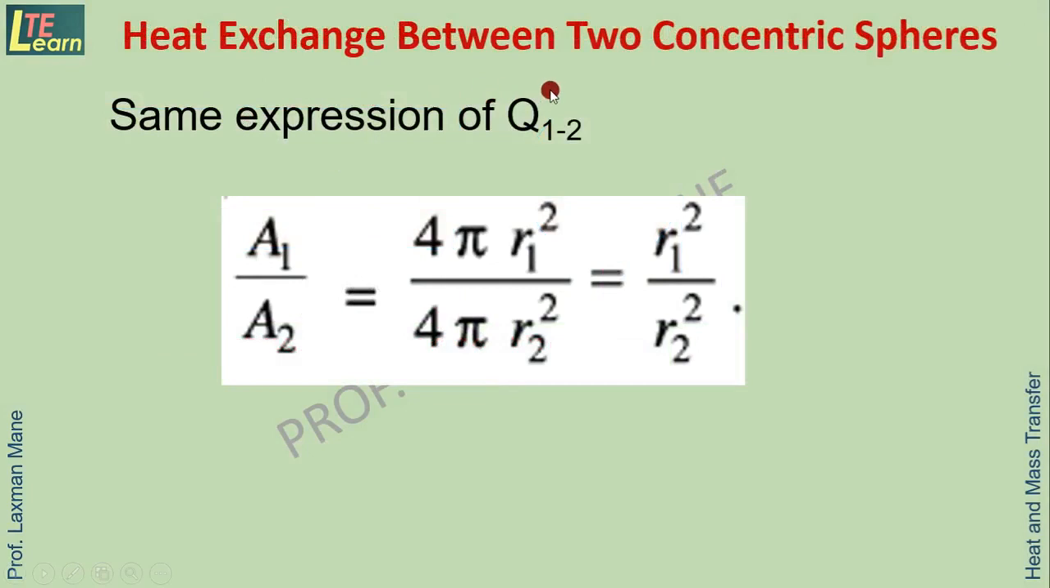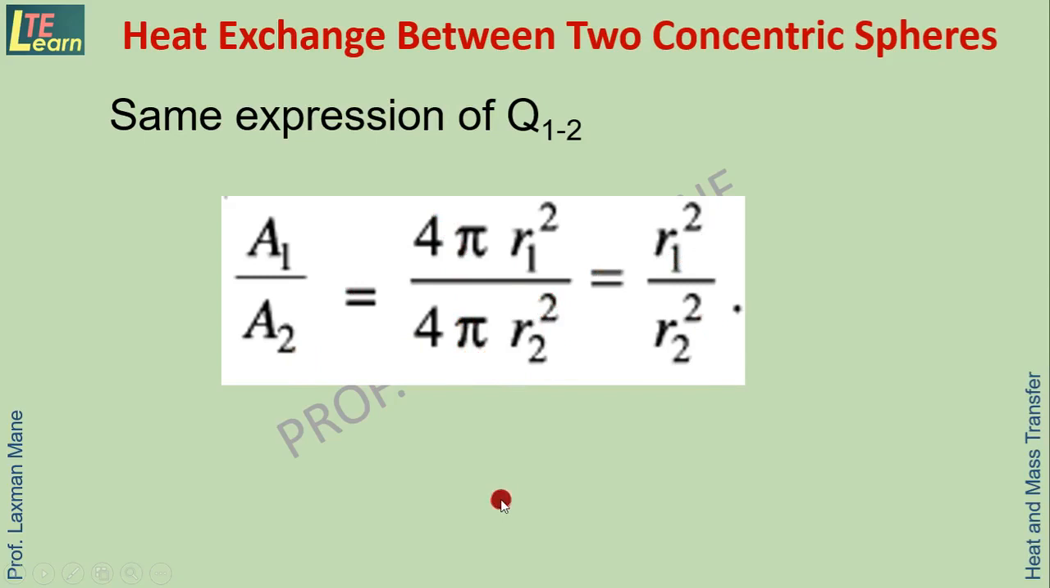Now heat exchange between two concentric spheres has the same expression of Q1-2, the only difference being in the areas, so A1 by A2 for the sphere. For the inner sphere, the surface area is 4 pi R1 squared, and for the outer sphere the area is 4 pi R2 squared. So by cancellation of terms, we find A1 by A2 is equal to R1 squared by R2 squared.